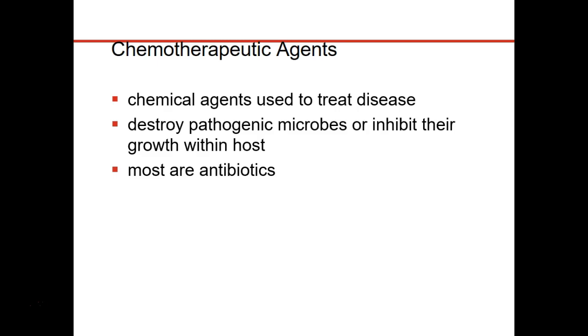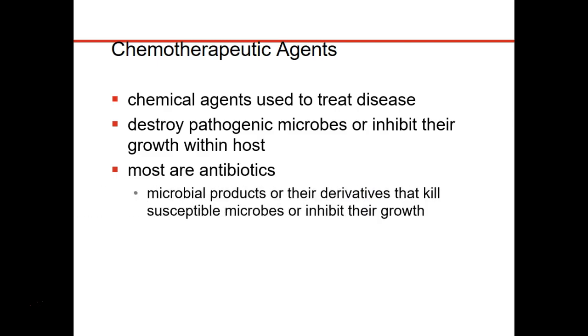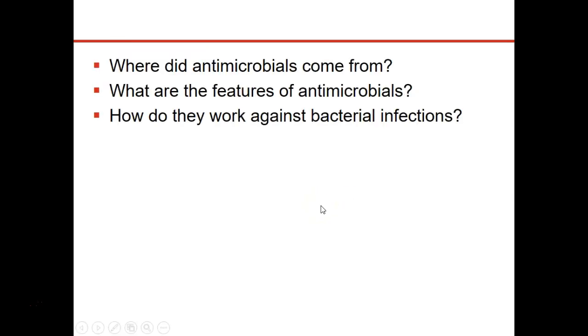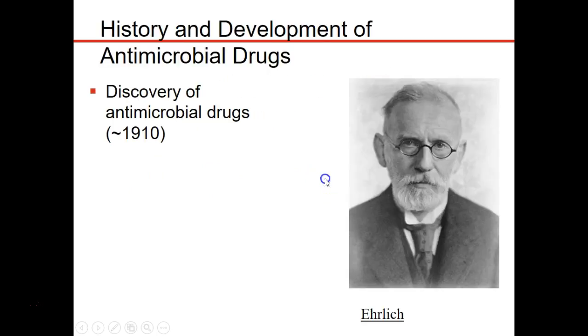Most chemotherapeutic agents are antibiotics, and antibiotics, that term means anti-life, but typically when you think of antibiotics, we're treating bacterial infections. And antibiotics are produced by one microbe and used to kill another microbe. So what we're going to focus on is where these antimicrobials came from and how they work to treat infections.